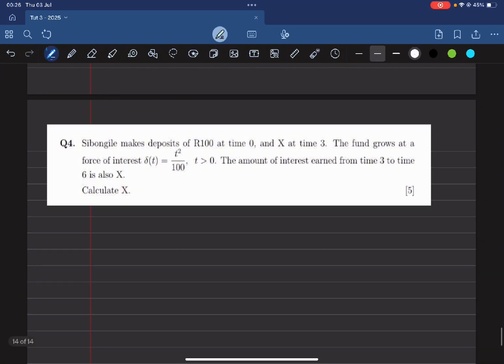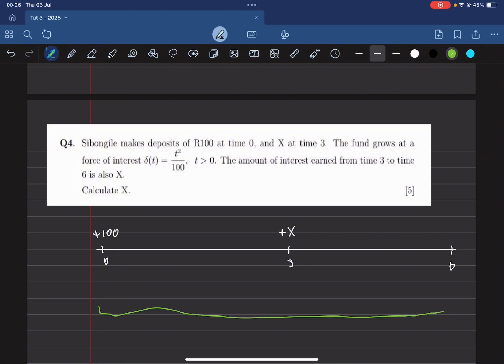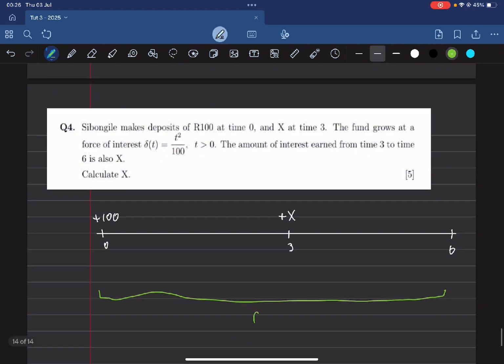So we get a lot of information, so whenever we do that, we can draw a timeline. The important times are time 0, time 3, and time 6. She makes a deposit of 100 Rand at time 0, and then another deposit of X at time 3. Over the whole period, the force of interest is 1 over 100 t squared.